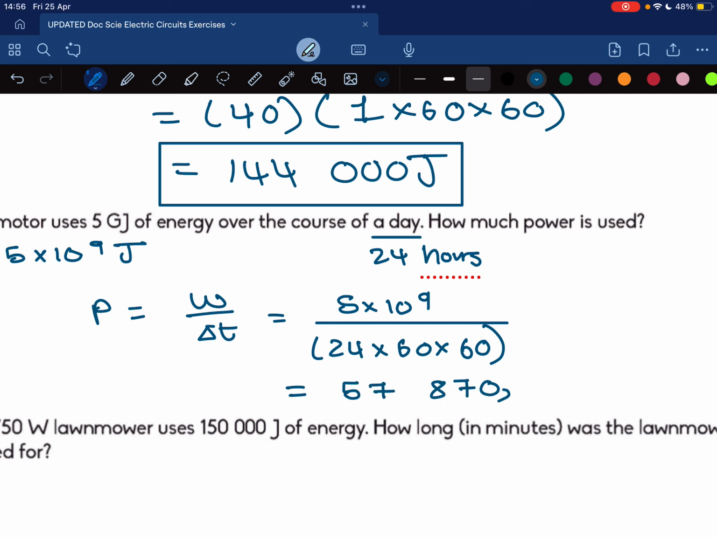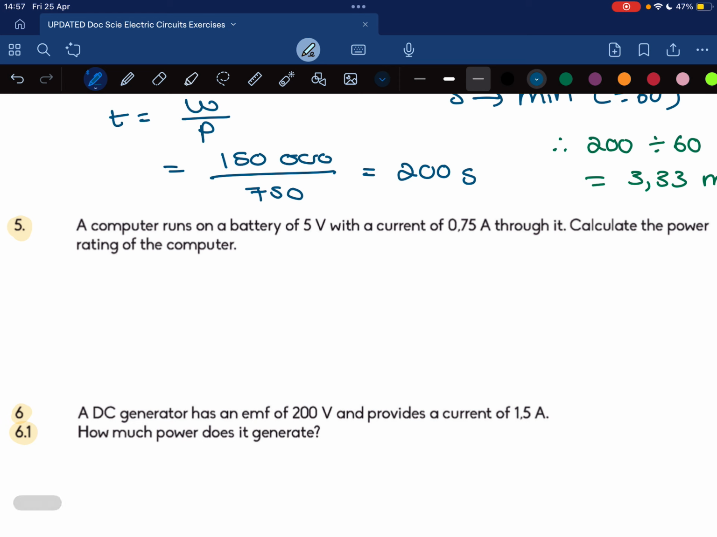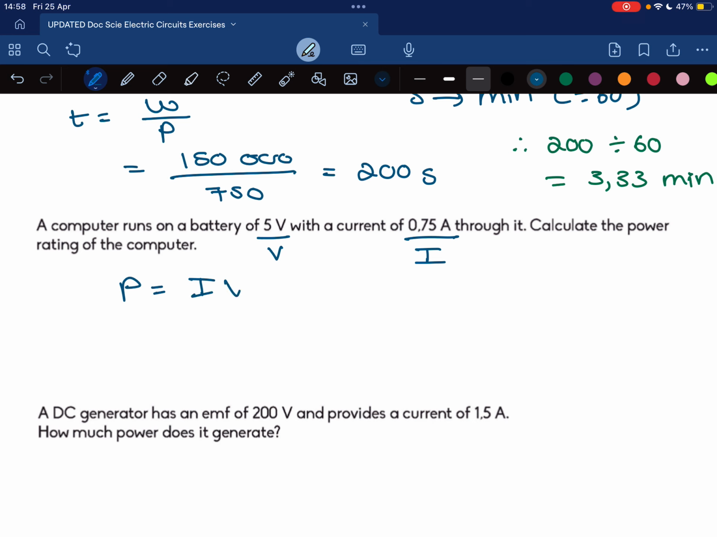Okay, if we look at number 5, it says a computer runs on a battery of 5 volts, so you're given voltage, with a current of 0.75 amps. Calculate the power. Nice and easy, we're just going to use P equals IV. So we have 5 times 0.75, which is equal to 3.75 watts.